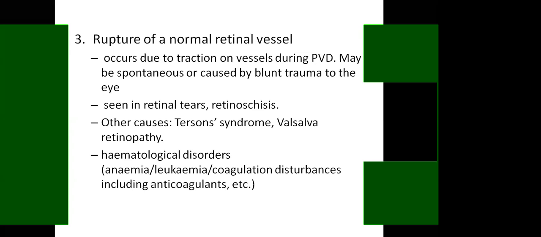And hematological disorders can also cause bleeding from normal retinal vessels. It's also important to know that these hematological disorders don't often cause vitreous hemorrhage. They are more likely to cause vein occlusions rather than vitreous hemorrhage.